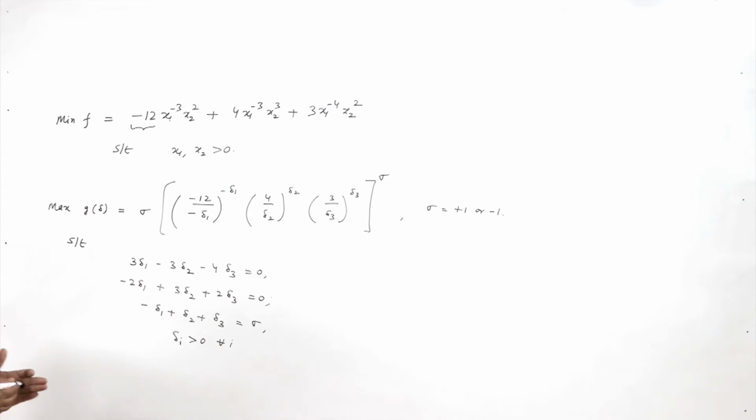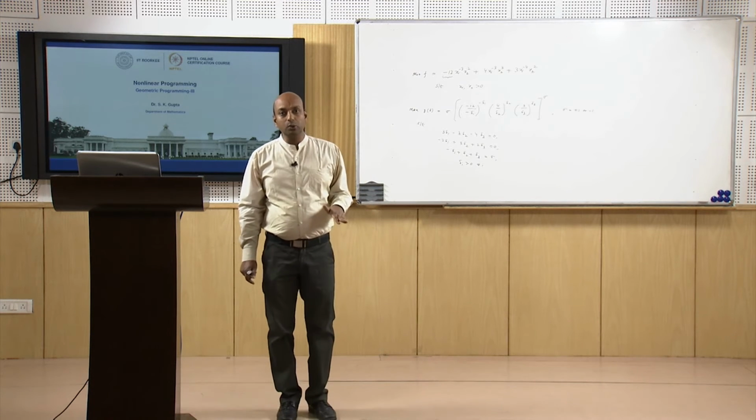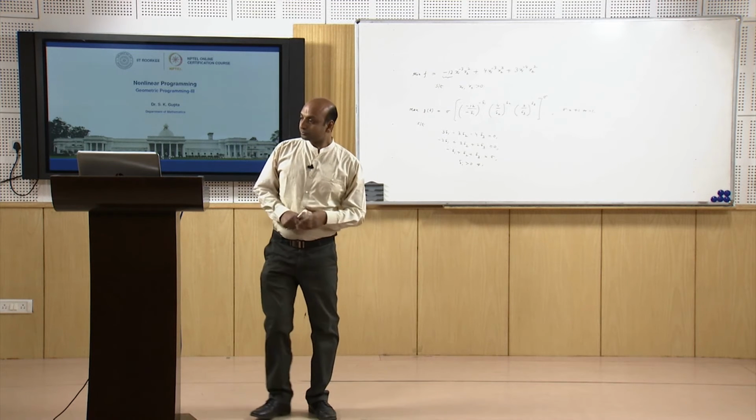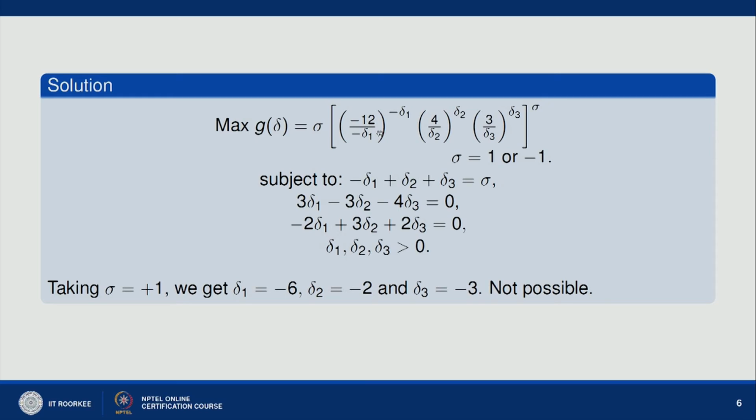Now, here we are having 3 equations with 3 unknowns, a unique solution, and that unique solution will give the value of maximum z, maximum of g delta, which is equal to minimum of f, and using the equality constraint we can easily obtain the value of the unknowns. Okay. So, the solution is here. You see that we can find maximum of g delta, which is given by this expression, where rho is plus 1 or minus 1, subject to these conditions.